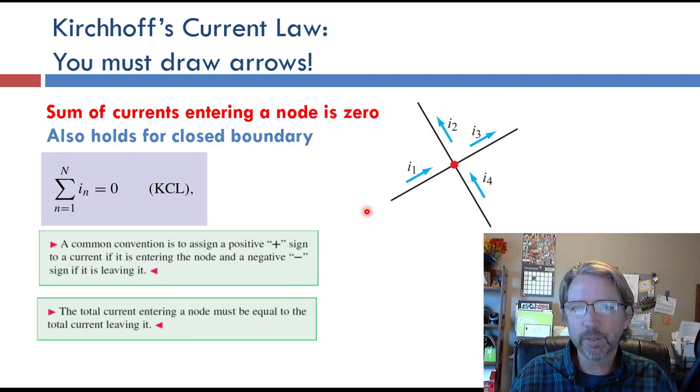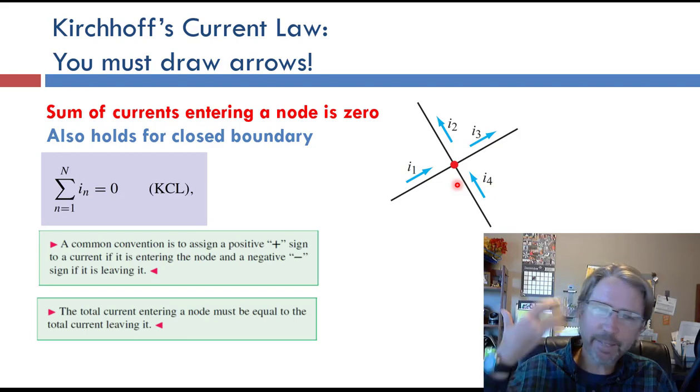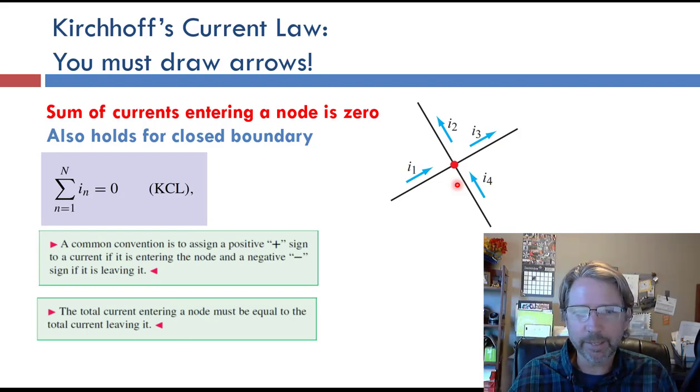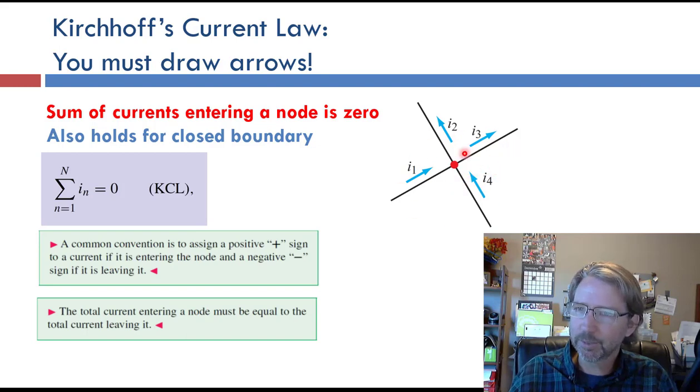So before you can apply Kirchhoff's current law, you have to assign a direction to the current in each branch as it hits that node. So make sure you do that. It's a very common mistake that people will do an analysis and just write I3, and in their head they know what it is, but if they get it wrong, I just have to assume they don't know what you're doing. So always draw arrows before you do Kirchhoff's current law.